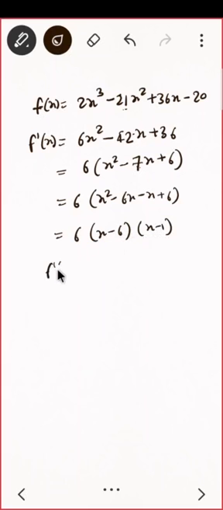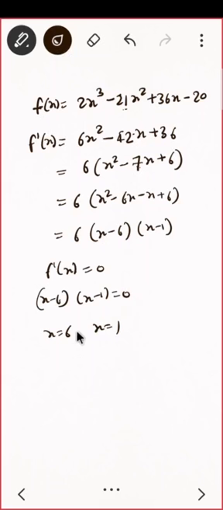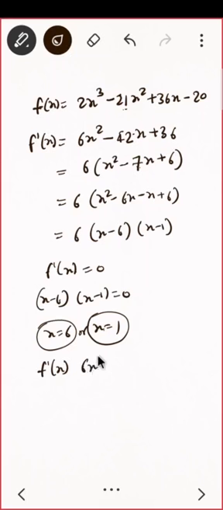If you put f dash of x equal to 0, that means x minus 6 into x minus 1 is 0. You are having x equal to 6 and x equal to 1. What is the next step? Double derivative. So write first derivative again, that is 6x square minus 42x plus 36. Write the double derivative. Do not write this one, write the original one. So f double dash of x, it would be 12x minus 42.